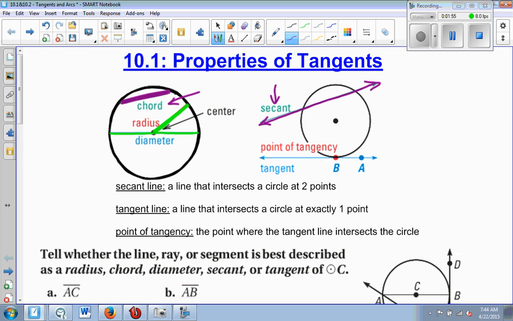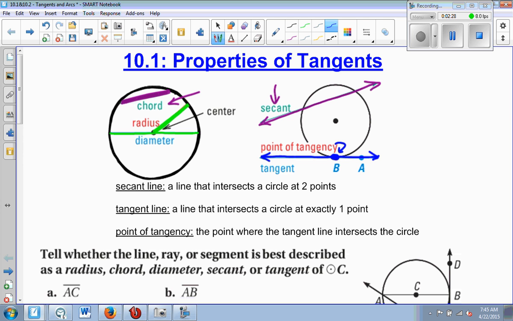The other two new terms here are a tangent and a point of tangency. A secant line touches your circle twice, that's outlined there in purple. A tangent line is a line that touches a circle exactly once. Where that line touches the circle, that's called your point of tangency. So a tangent line touches a circle in one place, the point of tangency. A secant line touches a circle twice.